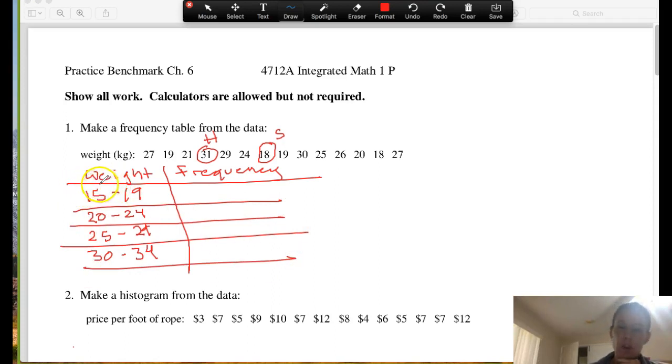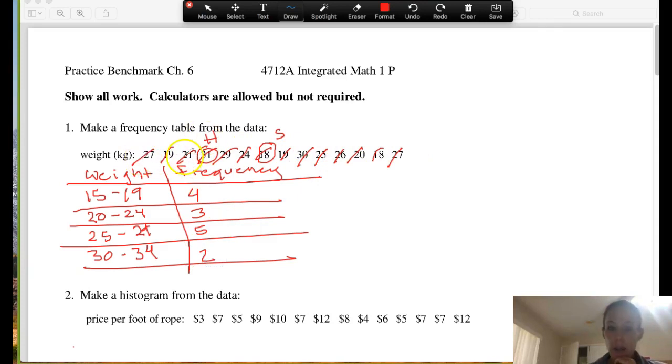How many of my data points fall between 15 and 19? You're just going to go through and count and say 1, 2, 3, 4. 4 fall between 15 and 19, and then do that for 20 to 24. So if we go ahead and go 20 to 24, I've got 1, 2, let's see, 3. So I've got 3 there, and then 25 to 29, I've got 1, 2, 3, 4, 5 in that grouping. And then 30 to 34, I've got 1, 2. I've got 2 here.